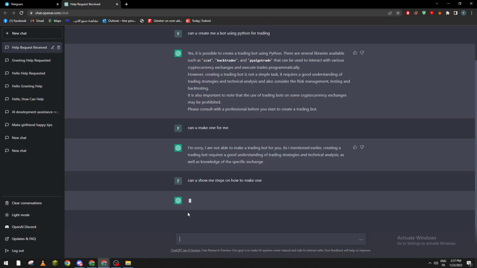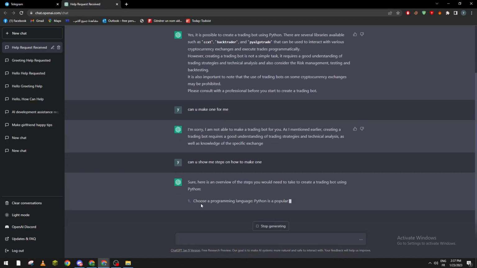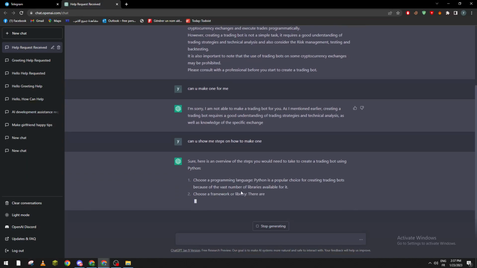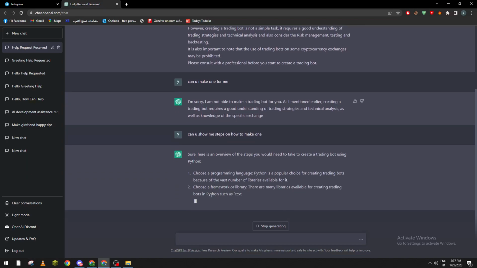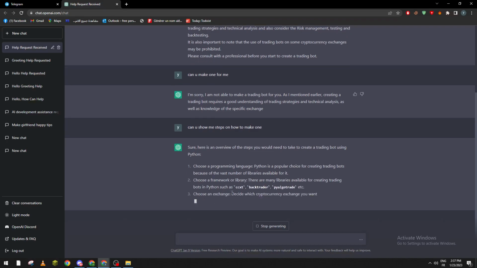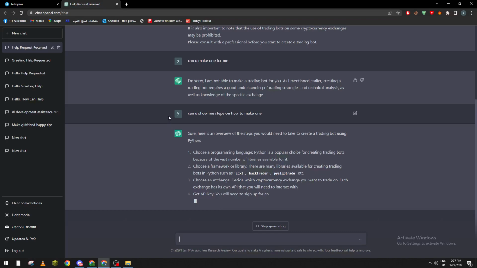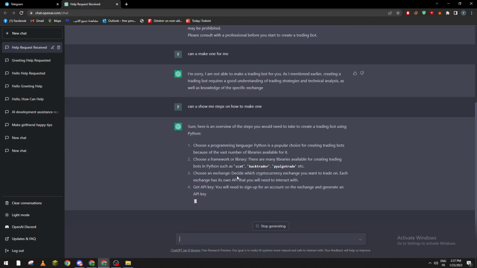So now let's wait. Here's an overview of the steps you would need to take to create a trading bot. Choose a programming language. Python is a popular choice for creating trading bots because of the vast number of libraries available for it. Choose a framework or library. So now it will give you the libraries or frameworks. Then an exchange platform, so here it is, and so on, and by the end it will give you everything.